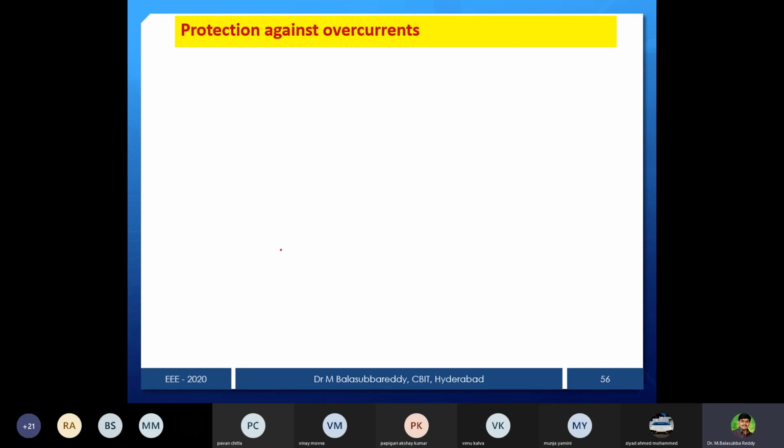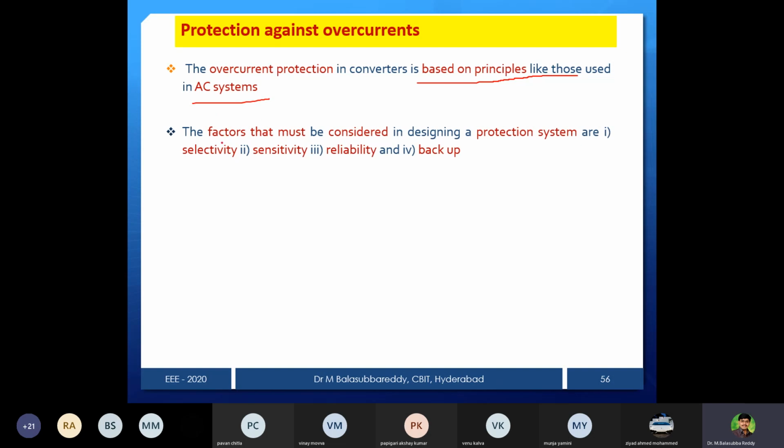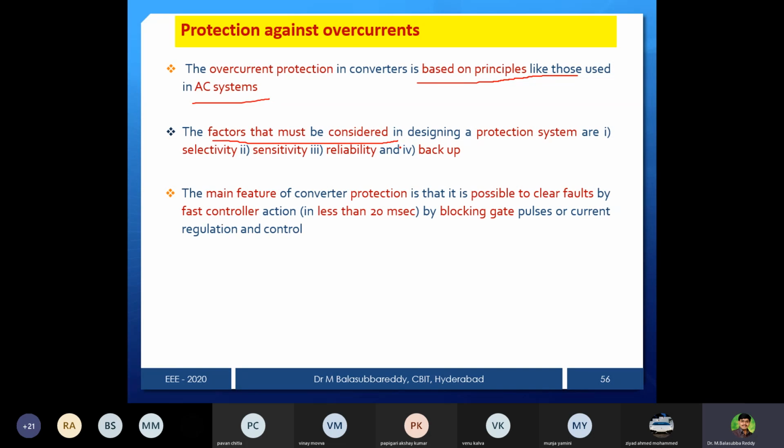So, protection against overcurrents: overcurrent protection in converters is based on the same principles as those used in AC systems. The factors that must be considered in a protection system are selectivity, sensitivity, reliability and backup. These are the four factors to consider. The main feature of converter protection is that it is possible to clear the fault by fast control action.